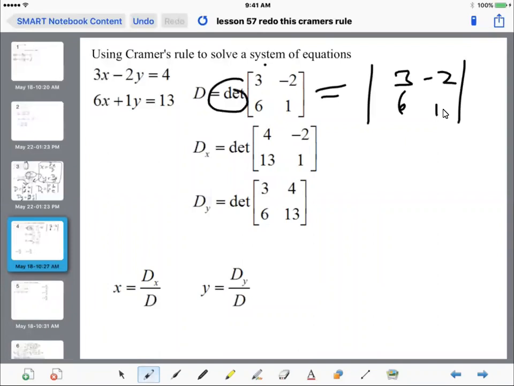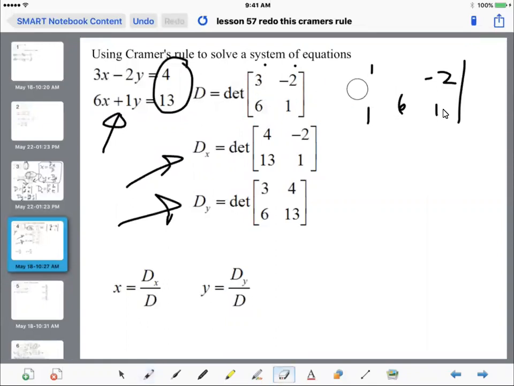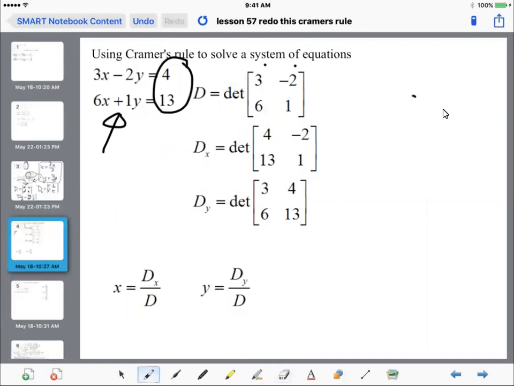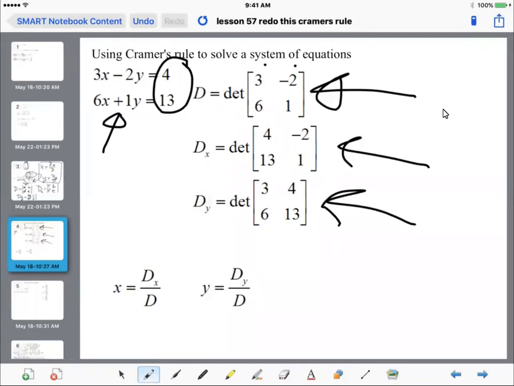You can see that the 3, minus 2, 6, 1 are the four coefficients. Dx is the same matrix except the 4, 13 replace column 1. And Dy is the same as the original except the second column is replaced with the 4, 13. Would you go ahead and work out all three of these determinants? In the denominator of both answers is going to go this first thing, and the numerators are going to be this and this. Everyone take a minute to work those out.